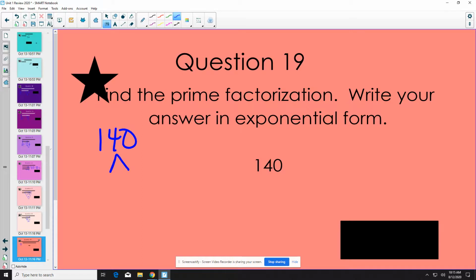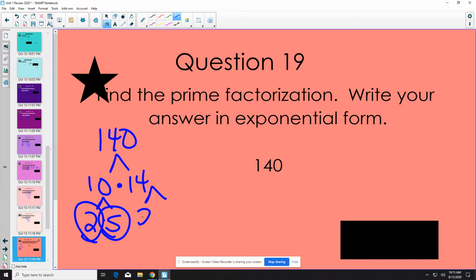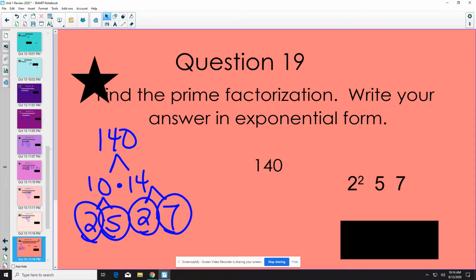Okay, now that you've finished, let's check your answer. I'm noticing 140 ends in a 0, so I could take 10 times something. So I'm going to take 10 times 14. 10 is not prime. I can make that 2 times 5. 2 is prime, 5 is prime. 14 is not prime. I can take 2 times 7. 2 is prime, 7 is prime. So my answer has 2 2's, so it's 2 to the second. And then it has 1 5. So 2 to the second times 5 times 7. Check your answer.